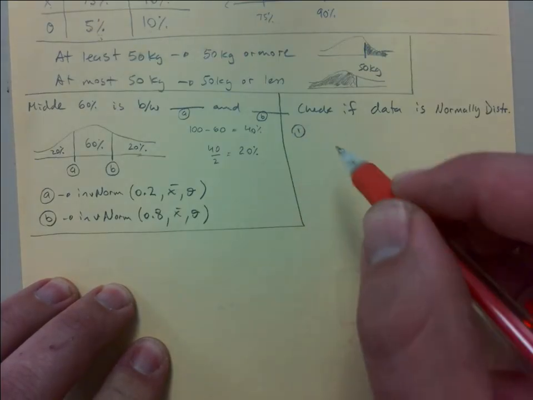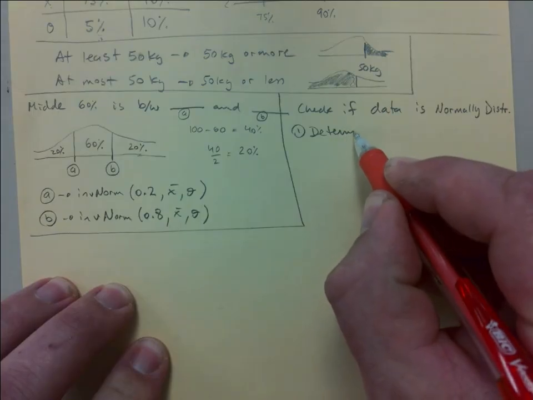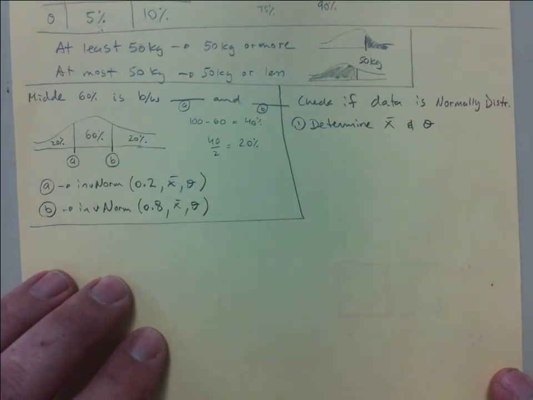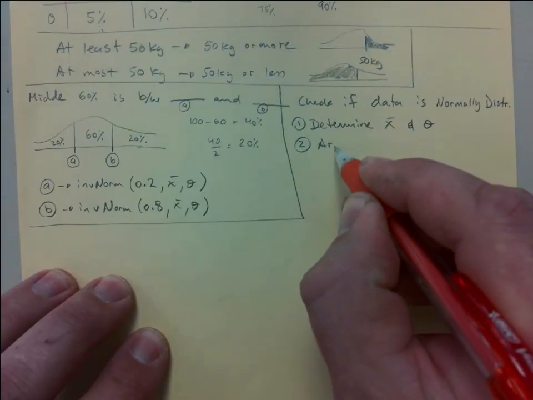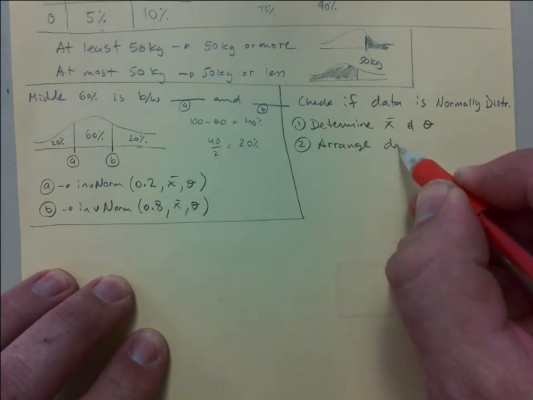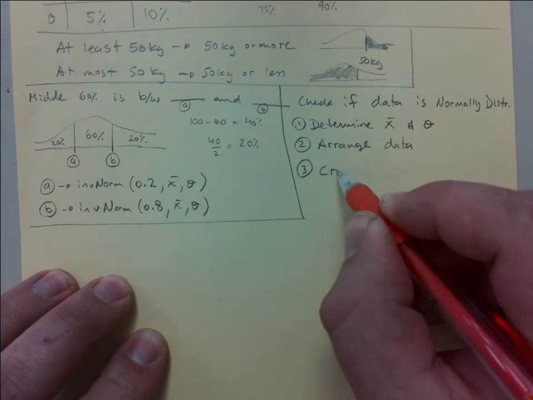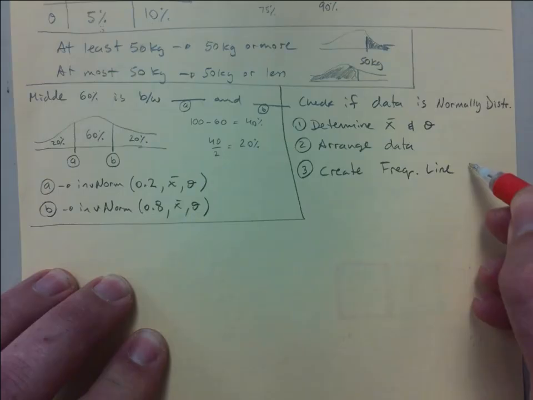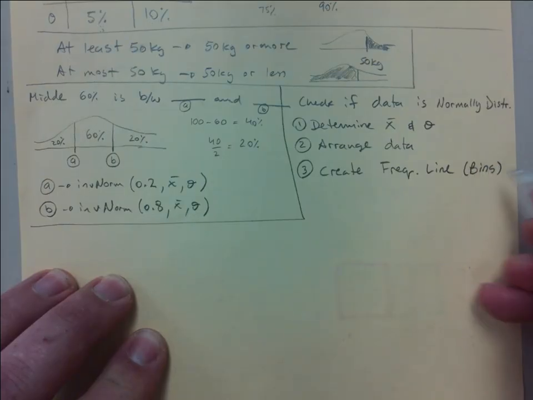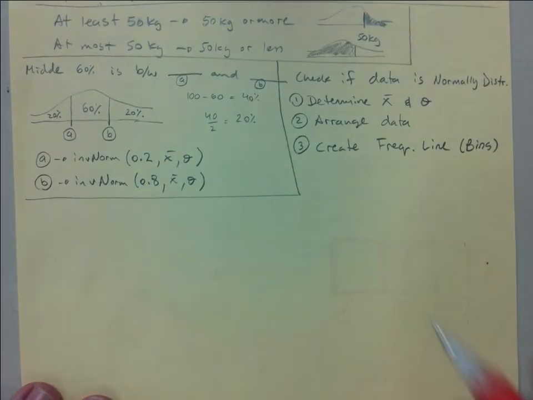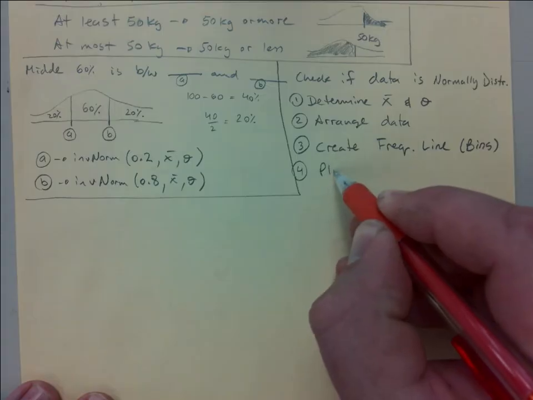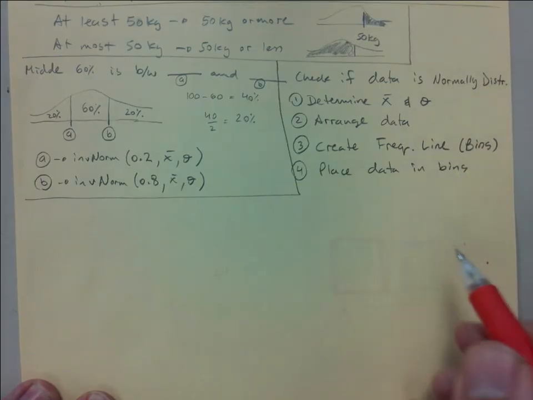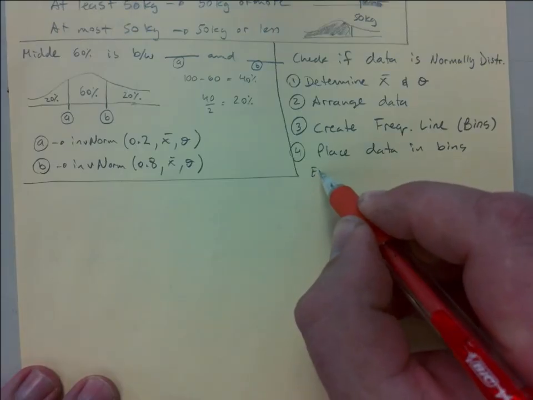I would say: determine mean and standard deviation. Arrange data. Create a frequency line and make bins. Place data in bins. Example.